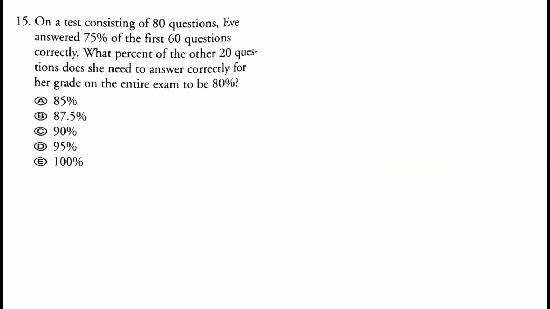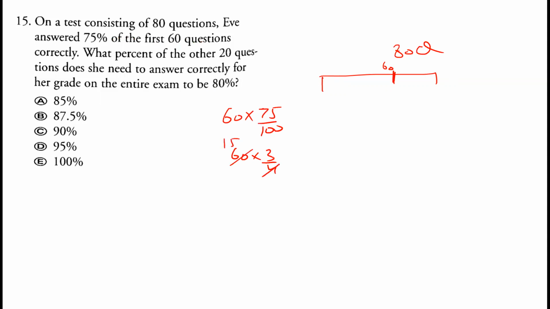Question 15. On one test consisting of 80 questions, so we have 80 questions, Eve answers 75% of the first 60 questions correctly. So 60 times 75%. This would be 60 times 3 by 4. So 4 15s are 60, and 15 times 3 is 45.